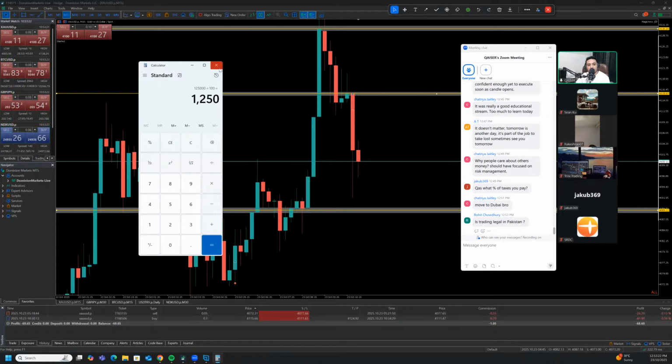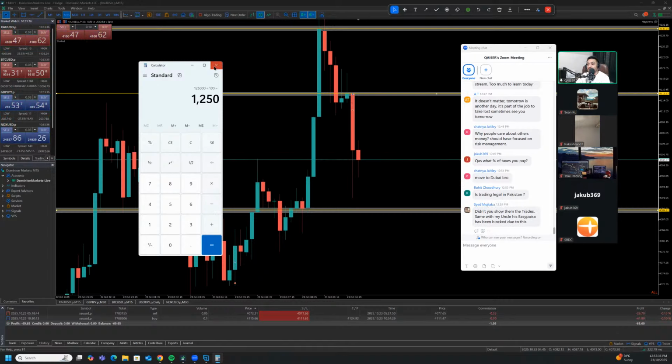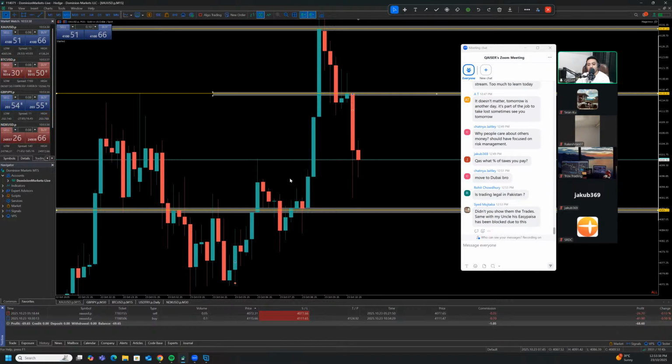Look at this one. 25% is more than enough. Now suppose that you are using a 100K account or a 200K account, and you are making 25% on that one. So it will be $25,000, because the education will work in the same way. Yes.